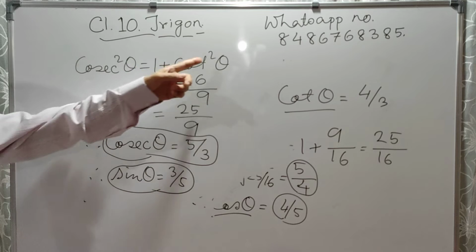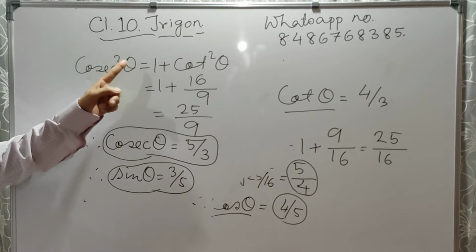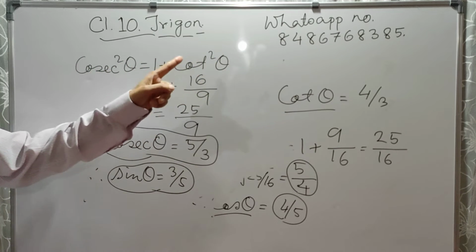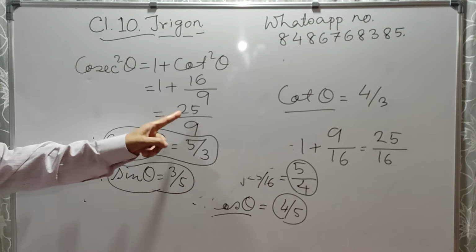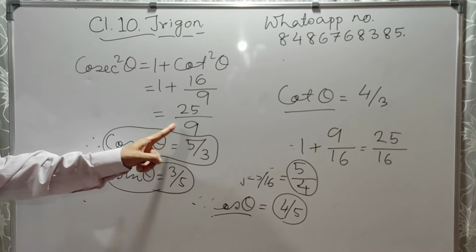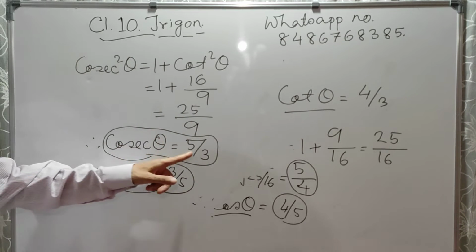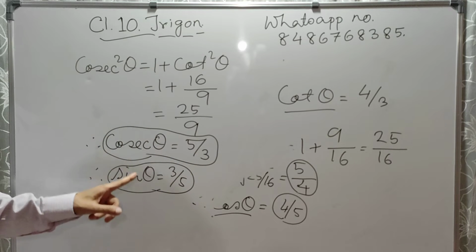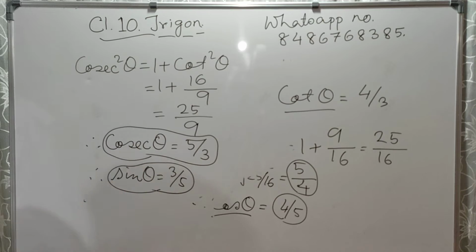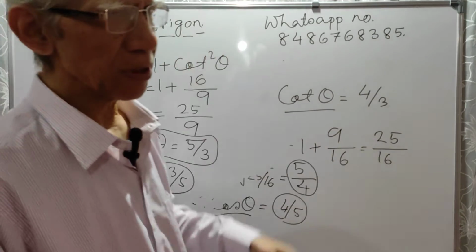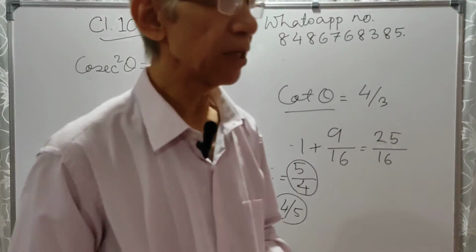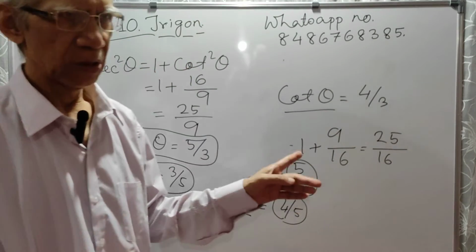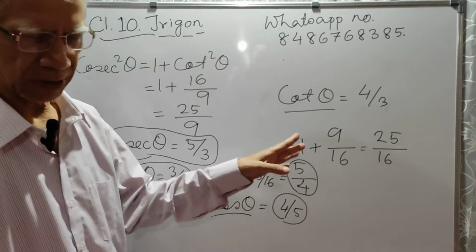So using this formula, cosec square equal to 1 plus cot square, we got cosec. Cosec is 5 by 3. Therefore, the reciprocal of cosec is sin, and sin will be 3 by 5. So you see, originally what was given? Tan was given. From tan we found cot.